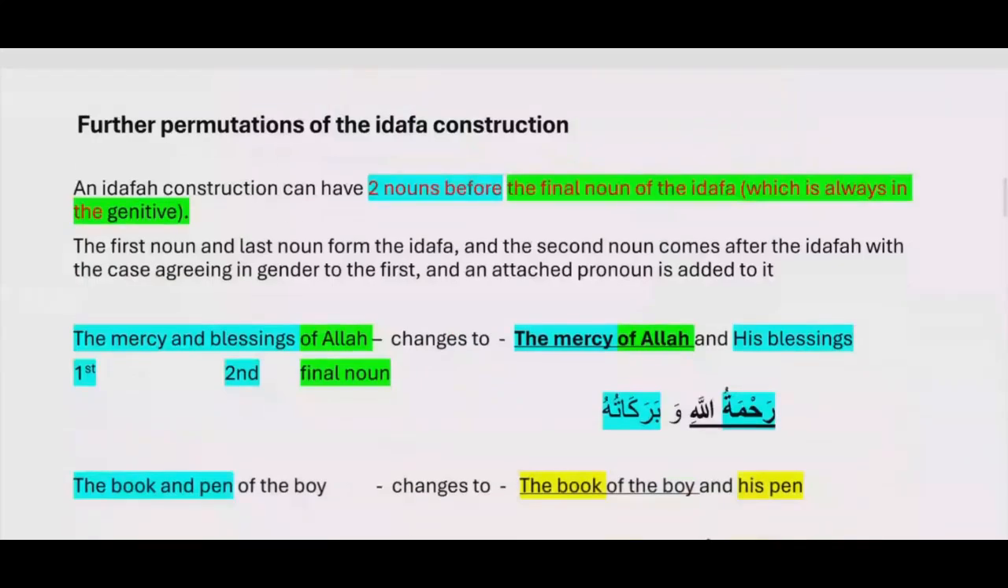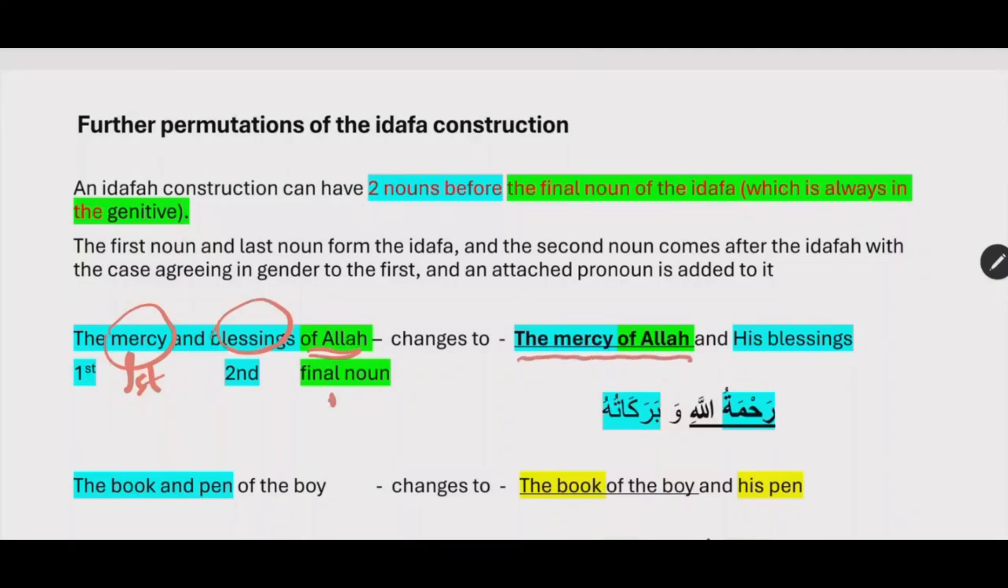Then an idafa can also have two nouns before the final noun of the idafa. So you can have a sentence like this: the mercy, which is one noun, and then the blessings is the second noun of Allah. What this format says is you must change it: take this noun and make it the first noun of the idafa, and this is the final noun of the idafa. So you change it to the mercy of Allah.